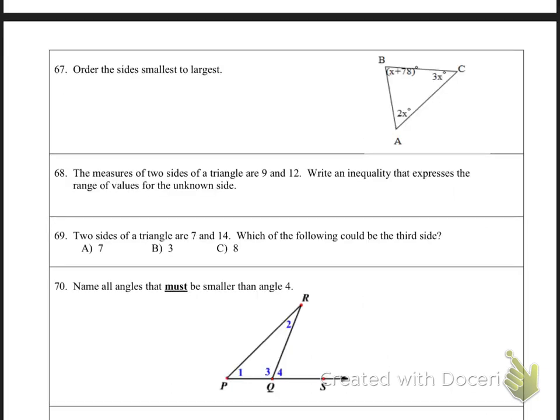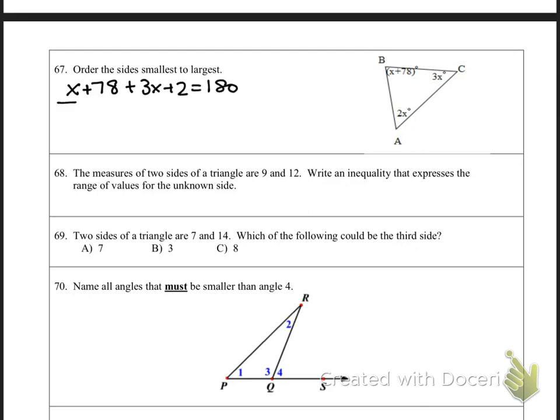Next, we're going to order the sides from smallest to largest. So here, instead of looking at the side lengths, we want to look at the angle measurements. What they've given us is 3 angles, but we know that the sum of the 3 interior angles of a triangle equals 180. So in order to first solve for x, we have to set all these equal to 180. So we get x plus 78 plus 3x plus 2 is equal to 180.